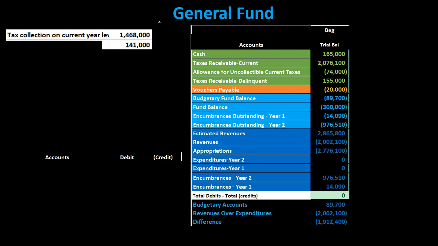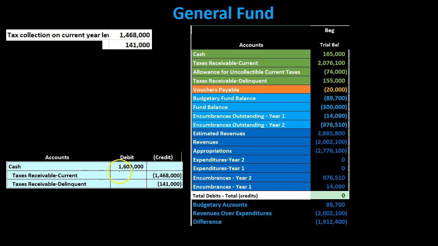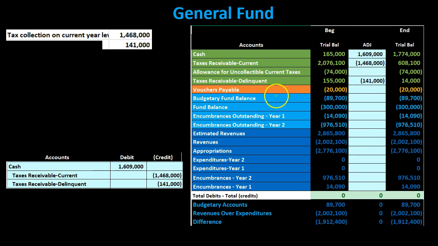Back to the general fund, where we're going to say that tax collected for the current year is this amount, and then delinquent taxes that are going to be collected is going to be the 141. So now we're going to say that we actually had collections. That means that cash is going to go up. That's fairly straightforward. And the other side is going to go to the receivables. So we're going to be reducing the receivables in this case. Pretty straightforward accrual type of transaction. Cash increasing, and then we're going to be reducing the receivables, taking them out between the current receivables and the delinquent receivables. So if we repost that, then cash is going up, and the receivables current is going down with the credit.